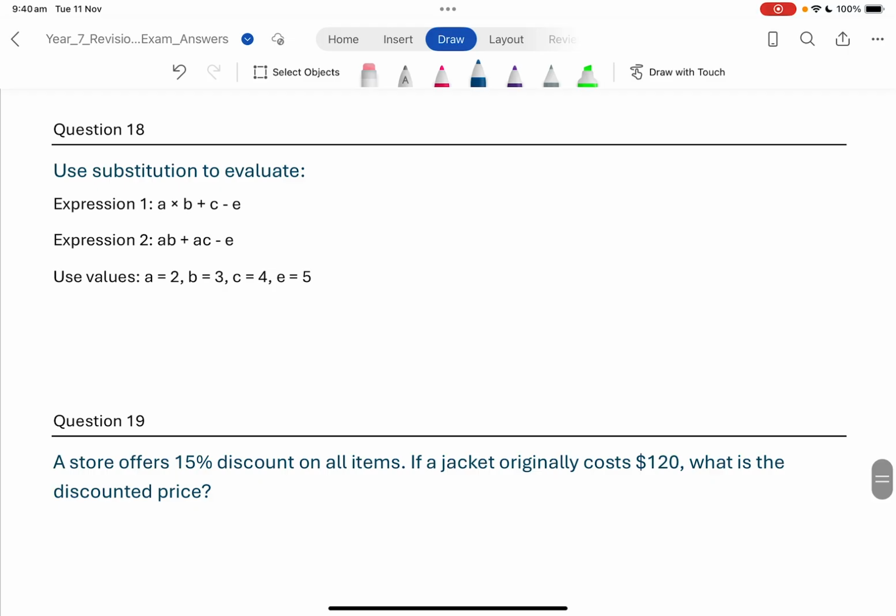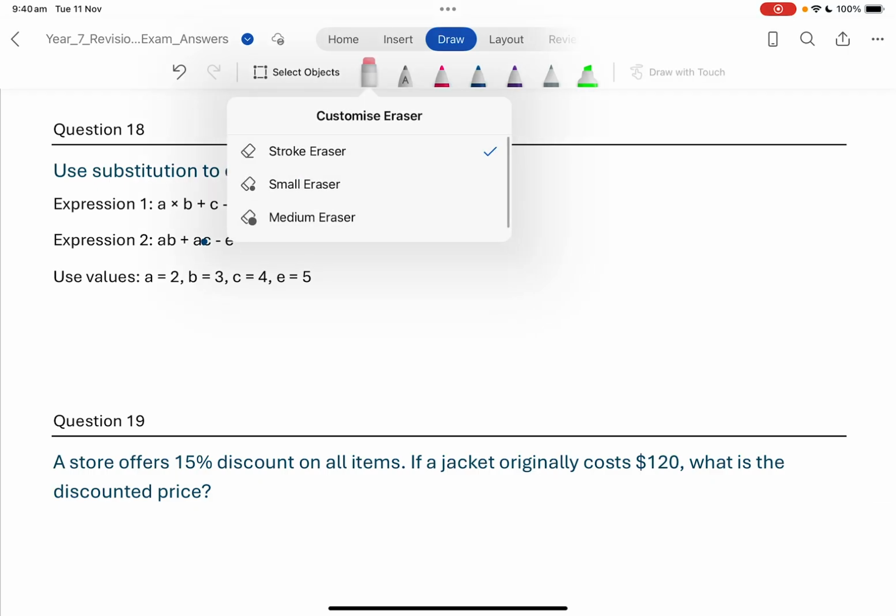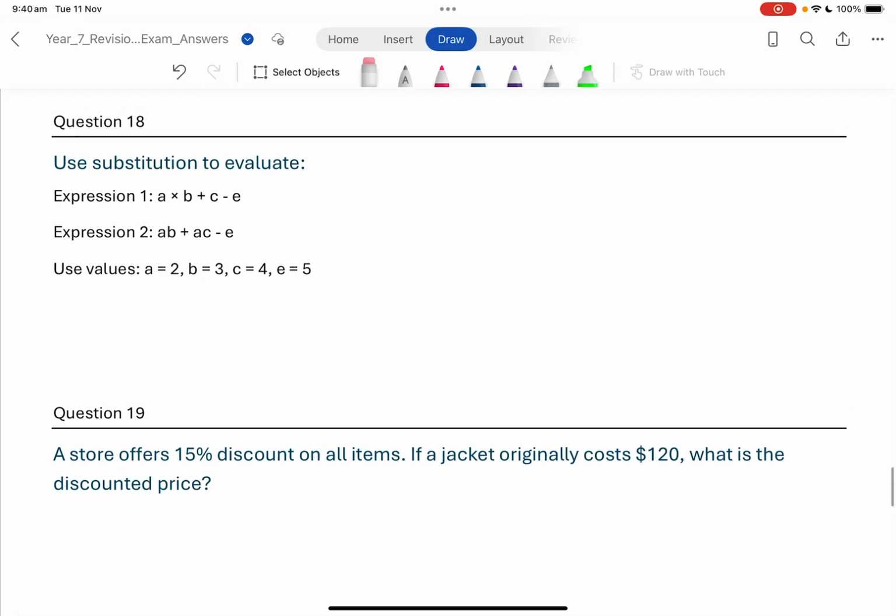Use substitution to evaluate the values of these things here. We're given that A equals 2, B equals 3, C equals 4, and E equals 5. So for this first one, instead of A, we're going to put a 2. Instead of B, we're going to put a 3. Instead of C, we'll put a 4. And instead of E, we'll put a 5.